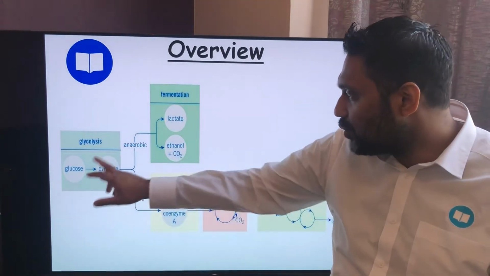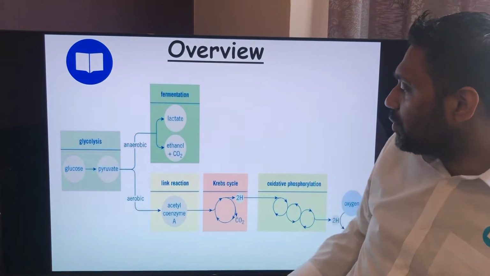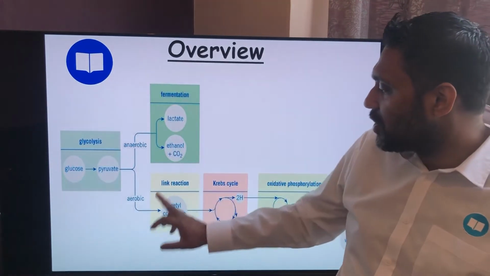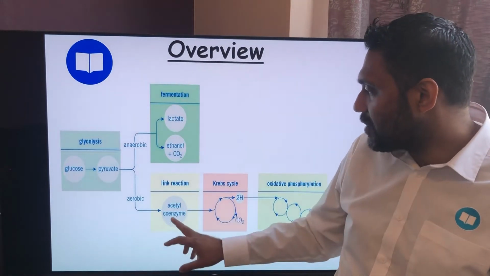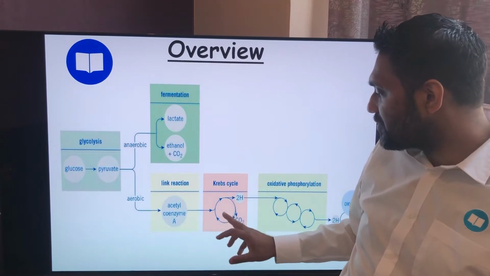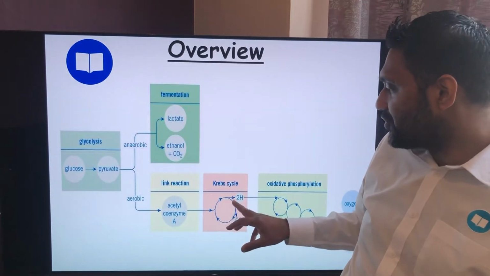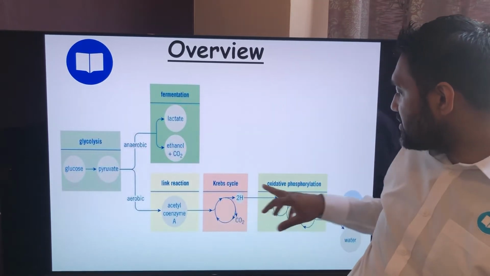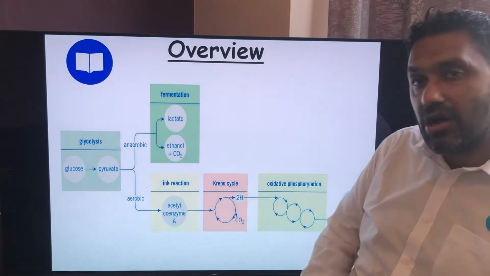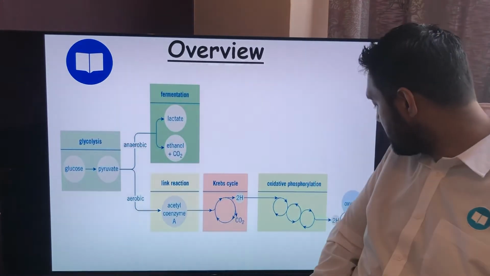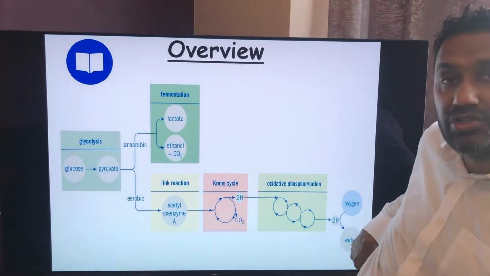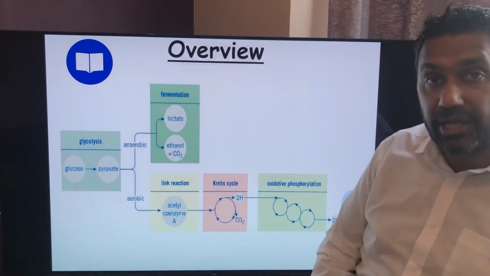However, when pyruvate enters the mitochondria, it will become, in the link reaction, the main product is acetyl coenzyme A. That acetyl coenzyme A will enter the Krebs cycle, and then the products of the Krebs cycle, which are the hydrogens that we need and the electrons, they will enter this electron transport chain, and then this is the end of the respiration, because you've got oxygen there as the final electron acceptor. The oxygen is what turns into water there.